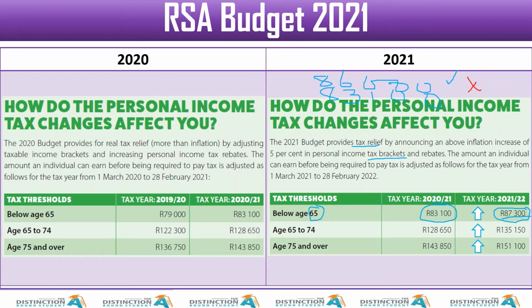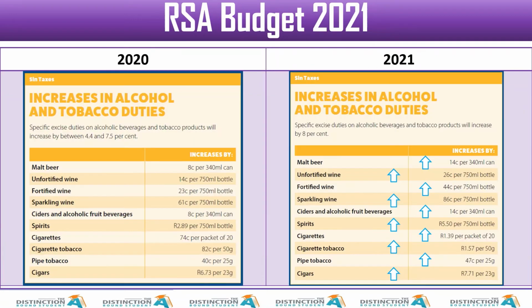That's what it means. So it doesn't just benefit those people who earn less than 87,300. It benefits everyone. In what sense? For everyone else who earns more than 87,300 in a year, they'll be taxed on income above that 87,300. So the portion, the difference between 87 and 83, will not be taxed for everyone. I hope you understand what that means.